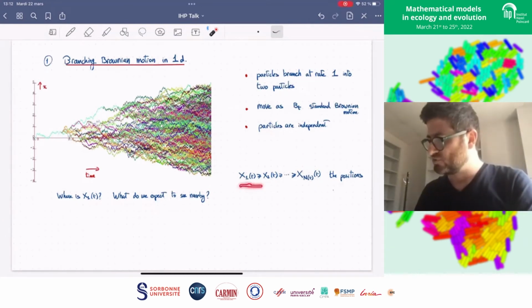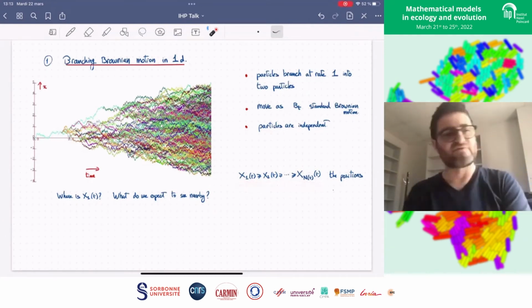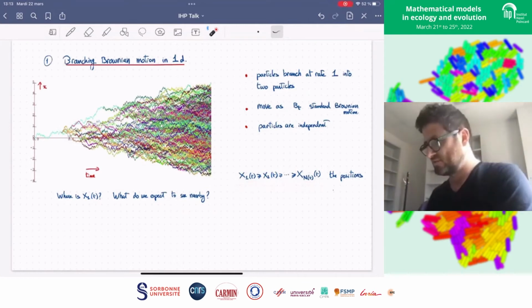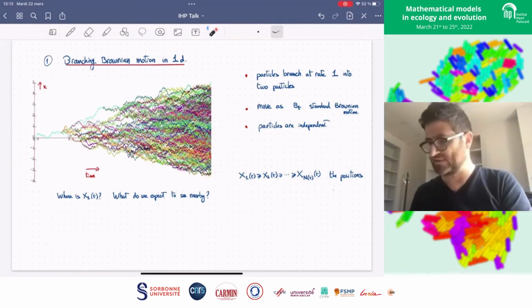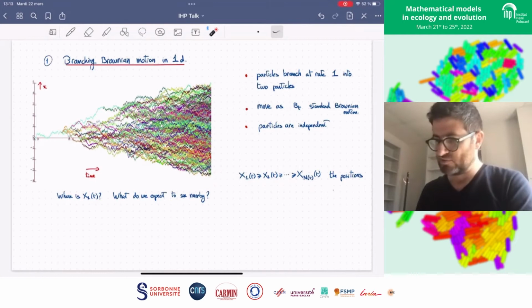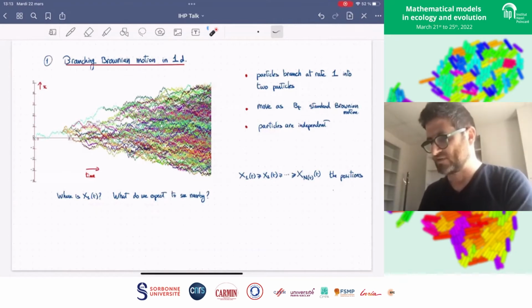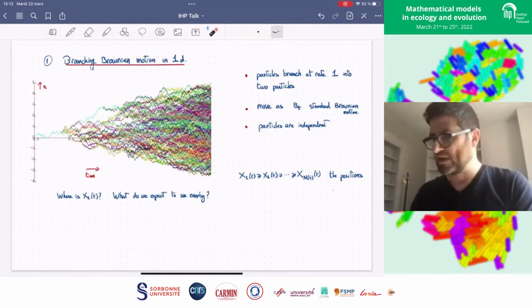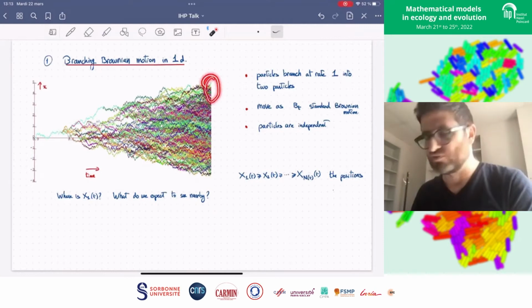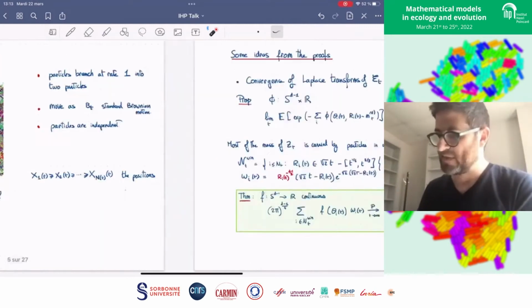And I'm just going to order the particles from topmost, x_1 of t is the one here, to the lowest one, which is x_{N(t)} of t. So the type of question you want to ask is, where is this topmost or rightmost particle x_1 of t, and what do you expect to see if you zoom around this position?